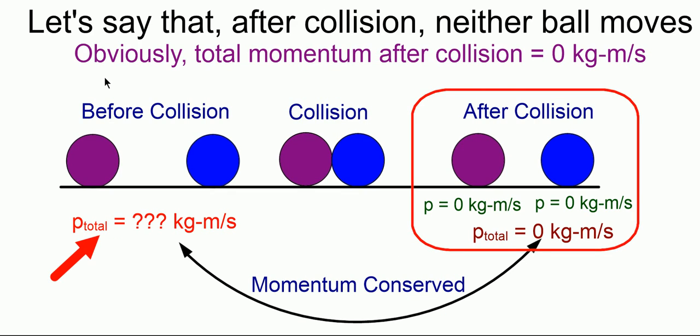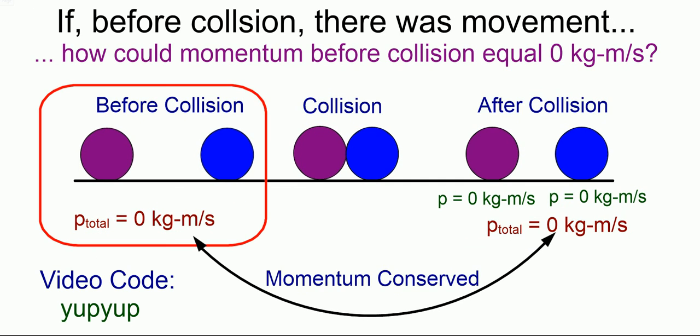Alright, so here's the situation. Let's say that after collision, neither ball moves. These are both stationary. Well, it's not rocket science to say this one has no momentum, nor does that one. Our total momentum then is 0. What's total momentum before then? Well, with conservation, the total must be the same, so the total before is also 0.